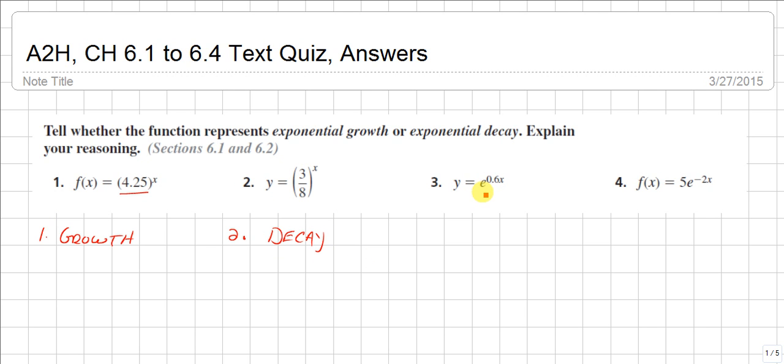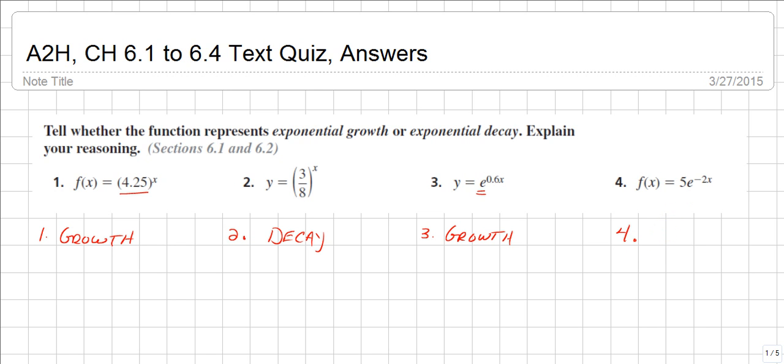For this one, e is the base. And so the base here is, again, greater than 1. We're not going to look at the exponent. That's not what determines that. So that's growth. And in the last one, we have 5e to the minus 2x.